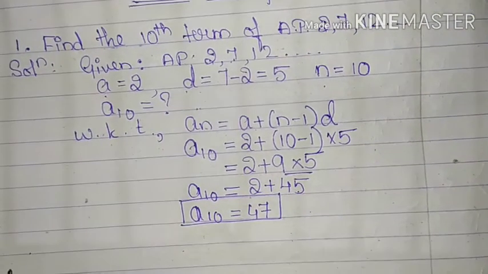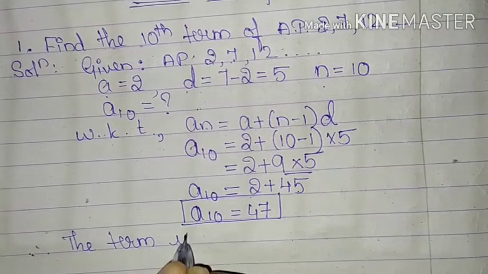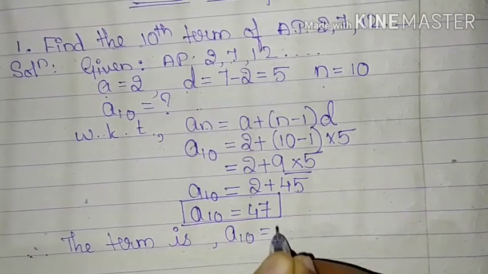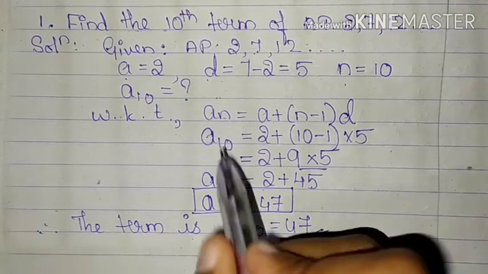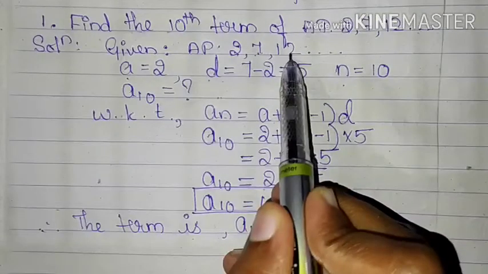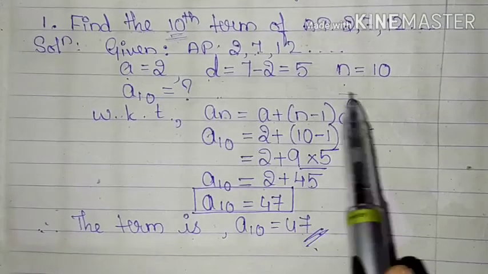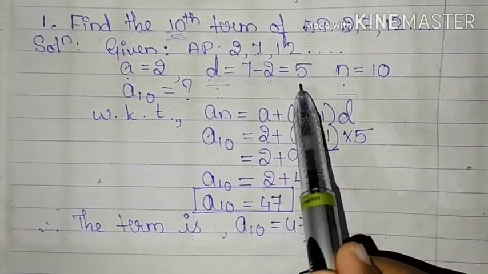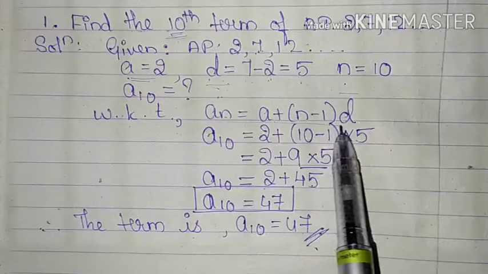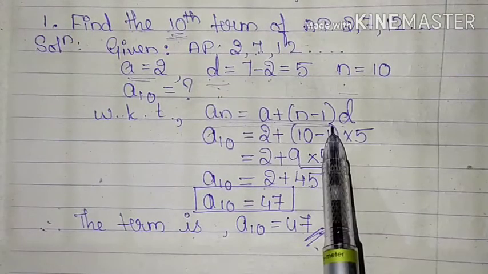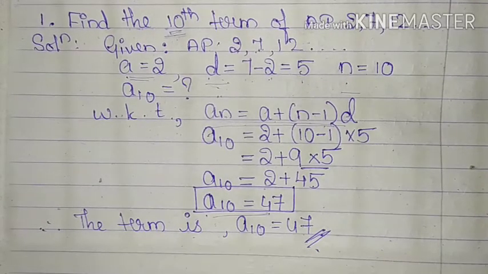Let us write it down now. Therefore, the 10th term, A10, is equal to 47. So what we did here was, we had an AP 2, 7, 12 and they asked us to find its 10th term, that is A10. We knew n is equal to 10. We found D by just subtracting the consecutive terms, and we knew A is equal to 2. So we substituted everything in the formula, An is equal to A plus (n minus 1) into D. So we got A10 as 47. So now moving on to the second question.